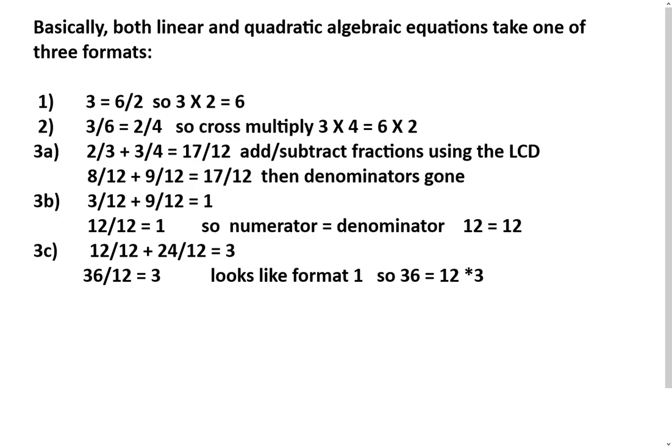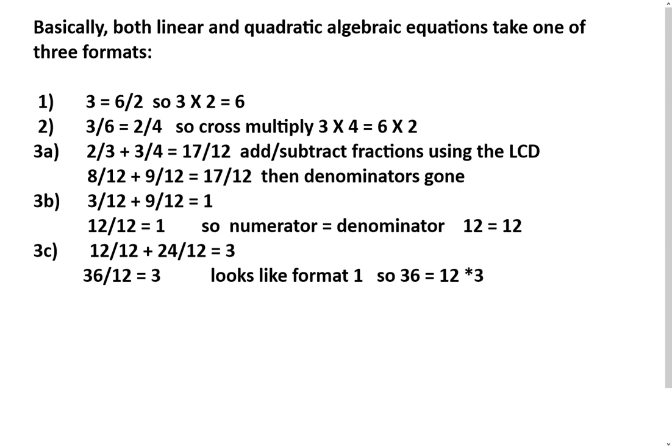In a few of my videos, I've mentioned that both linear and quadratic equations take one of these formats. So either it's 3 equals 6 divided by 2, so you multiply 3 times 2 equals 6, or it will look like 3 over 6 equals 2 over 4, so you cross multiply, 3 times 4 is 6 times 2. So in both cases you're getting rid of the denominator.